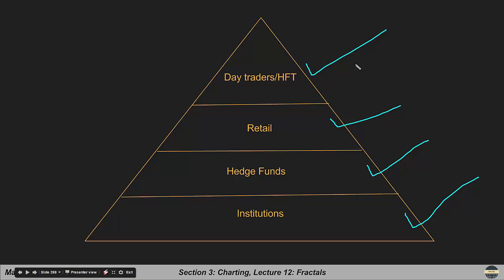So the amount of money that these guys are putting into the market is relatively less than each level here. And obviously institutions are the biggest boys, the sovereign wealth funds. When they put orders in, they cause huge movements in the market. So they can't be trading on the small time frames.